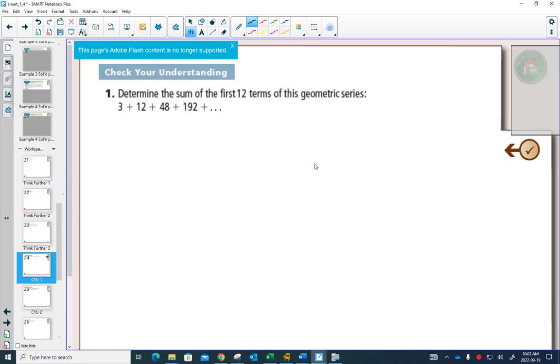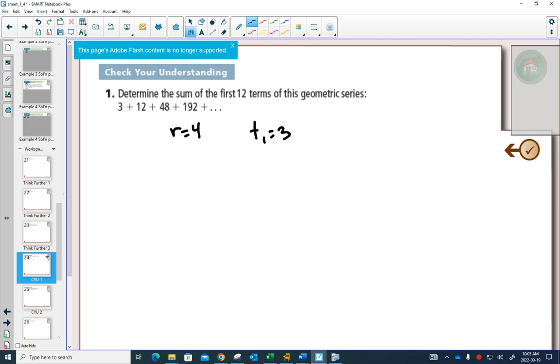The sum of the first 12 terms. Okay? Again, the middle school way would be just keep multiplying by 4. Do you notice that the r value is 4? Okay? We know that term 1 is 3.